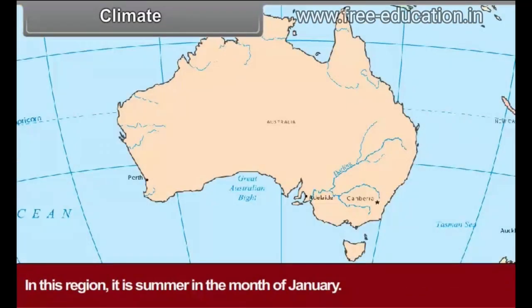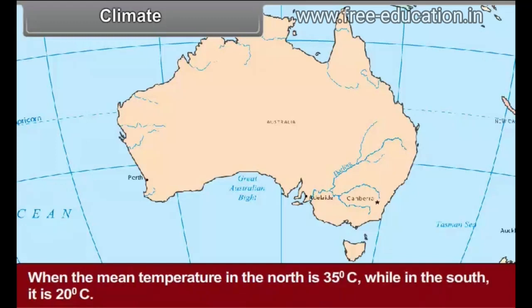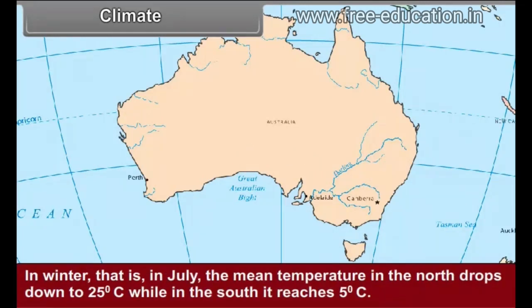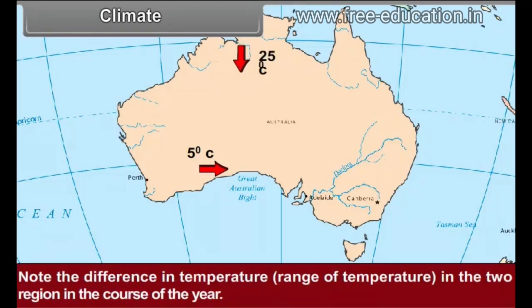In this region, it is summer in the month of January, when the mean temperature in the north is 35 degrees Celsius, while in the south it is 20 degrees Celsius. In winter, that is in July, the mean temperature in the north drops down to 25 degrees Celsius, while in the south it reaches 5 degrees Celsius. Note the difference in temperature, that is range of temperature, in the two regions in the course of the year.